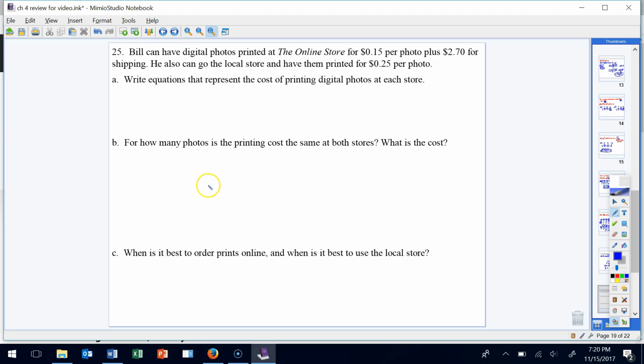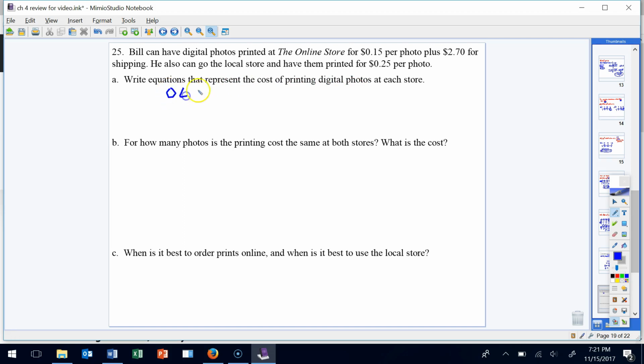Okay, 25. This is a linear system problem. There's two different options. We have this online store that we're getting digital photos printed. The online store is going to charge us a rate of 15 cents per photo, and then there's this flat fee of $2.70 for shipping. And then we have another way of paying the local store for photos. They just charge 25 cents each. So let's write an equation for each store.